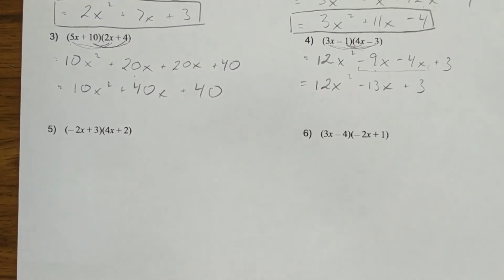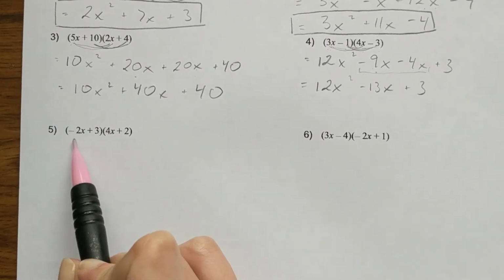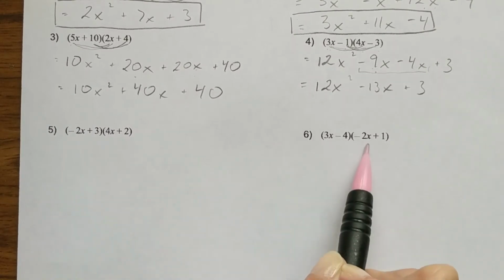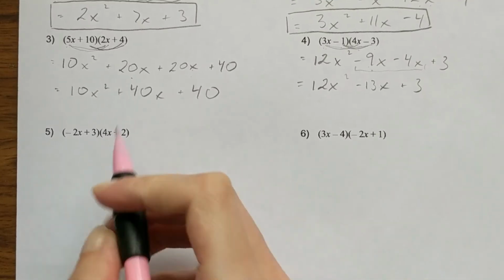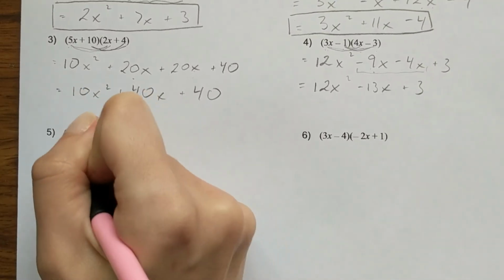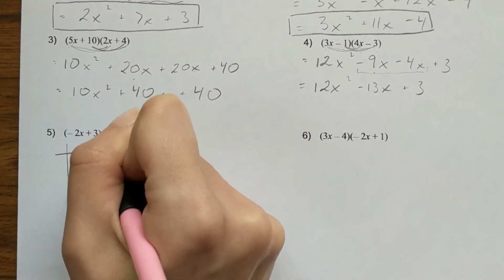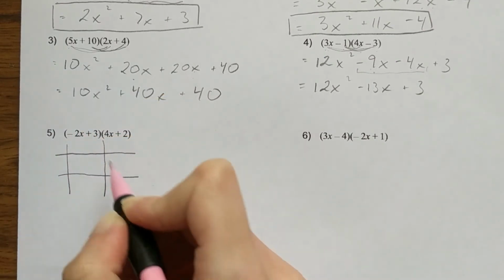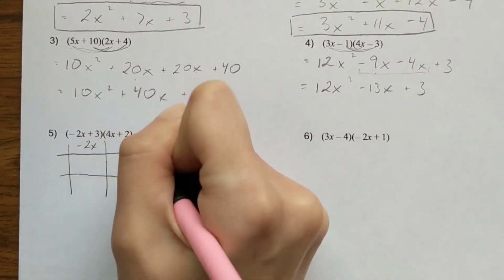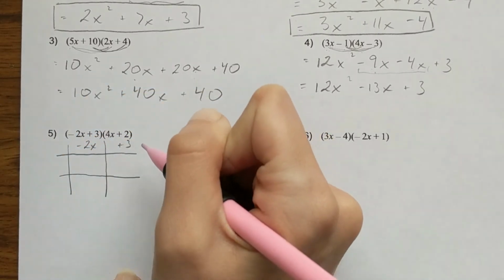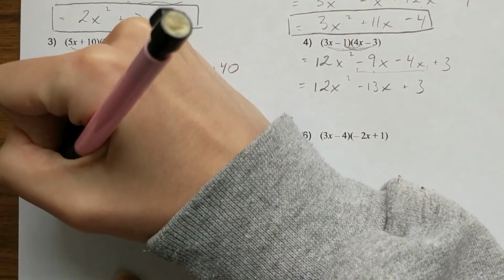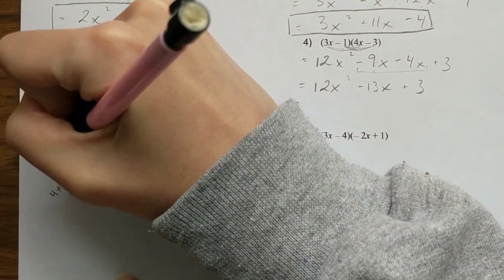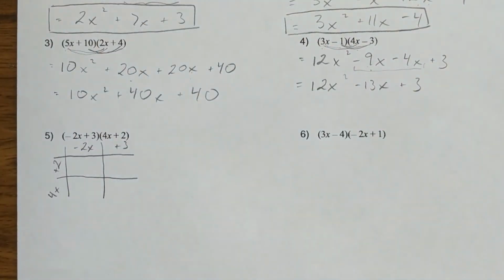Okay, in our next set of examples, we are faced with a situation where we have a negative number as our coefficient. We continue business as usual, okay? B just happens to be a negative number. I'm going to use the table method again here, just to change it up. I'm going to put my negative 2x and then plus 3 across the top, followed by 4x and plus 2 down the side.